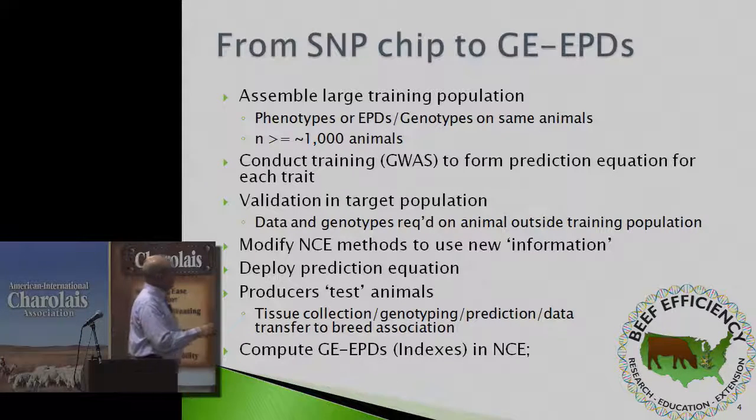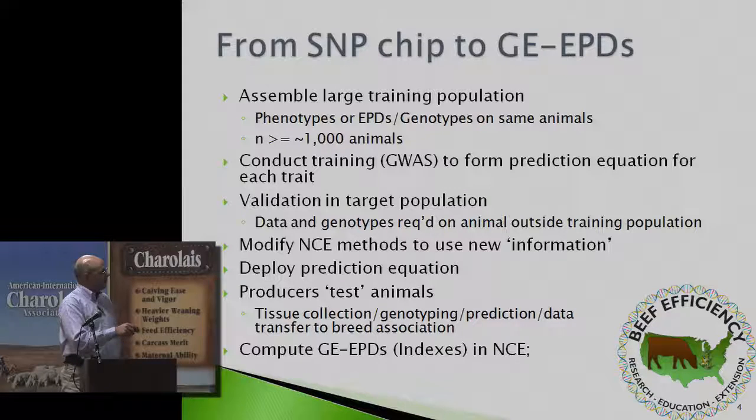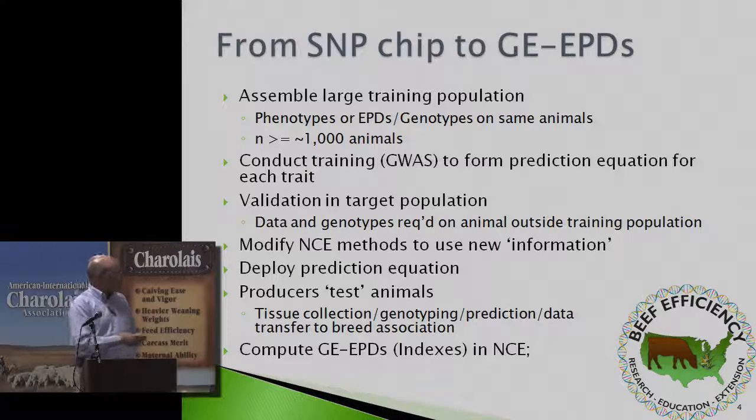The next step, and we'll talk about this in a little bit of detail, is conduct a training exercise, or in the discovery phase here, called the genomewide association study, and there's lots of different ways to do that, to form what we call a prediction equation, or figure out what each contribution of these various SNPs might be to molecular breeding value, and build that prediction equation.